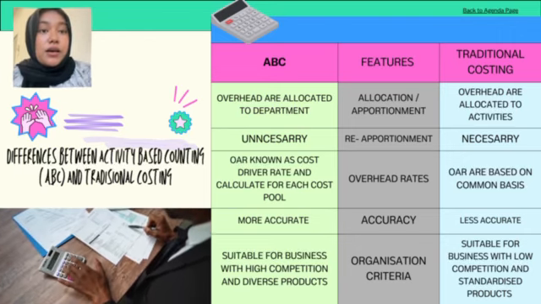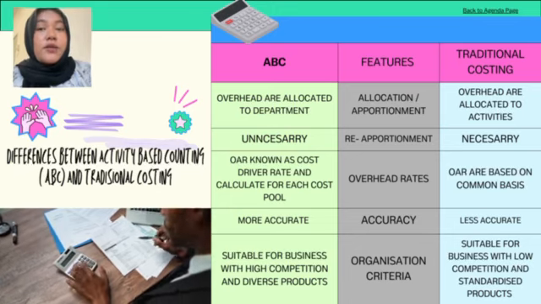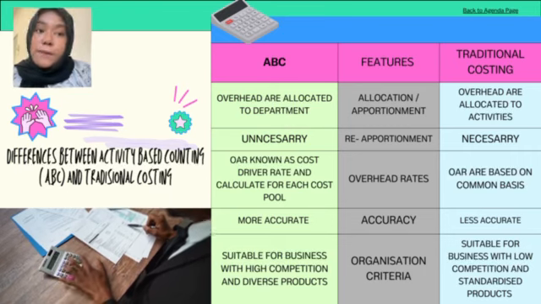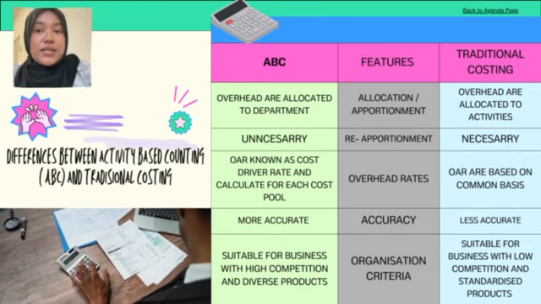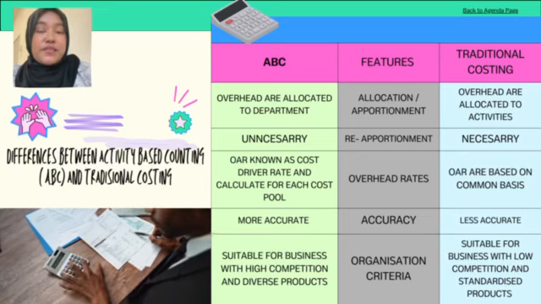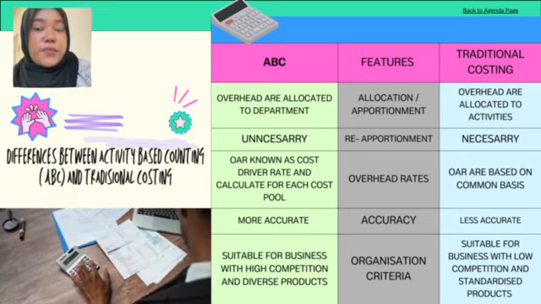Next, overhead rates. For ABC, overhead are known as a cost driver rate and calculated for each cost pool. Meanwhile, for traditional, overhead are based on common basis. Last but not least, organization criteria. For ABC, is more suitable for business with high competition and diverse product. Meanwhile, for traditional, is suitable for business with low competition and standardized products.